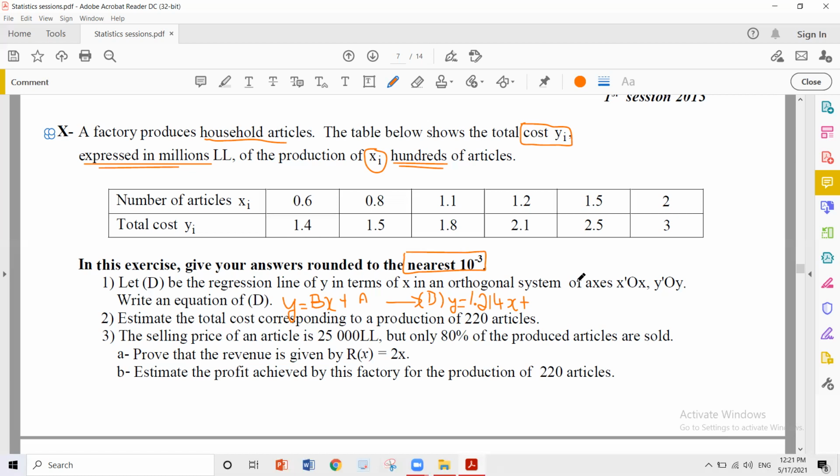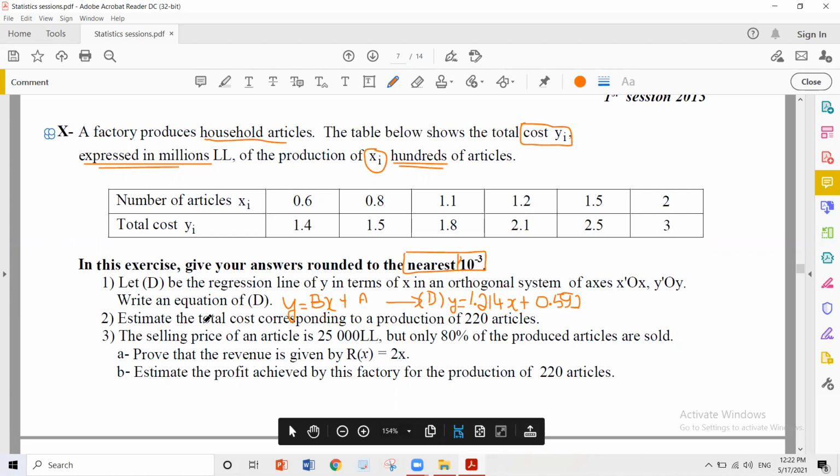It is not correct, 0.59. Why not correct? 0.592. Yes, now it is correct. مريم انتبه هون, we have to give to the nearest 10 minus 3. If it is not indicated, we can put two digits after the decimal point. إذا حطيتي 2 digits بيصير غلط.